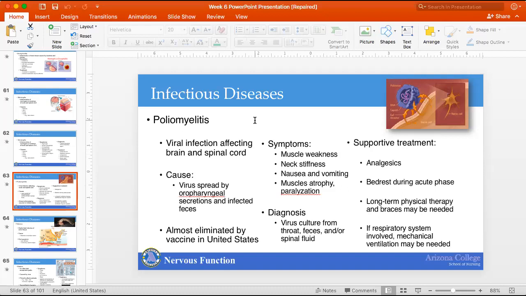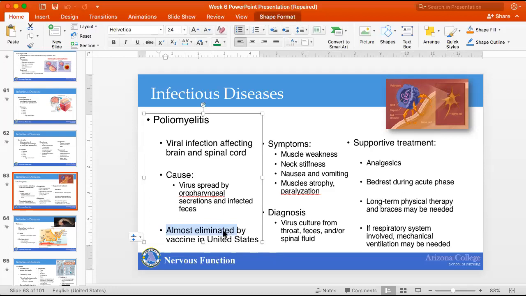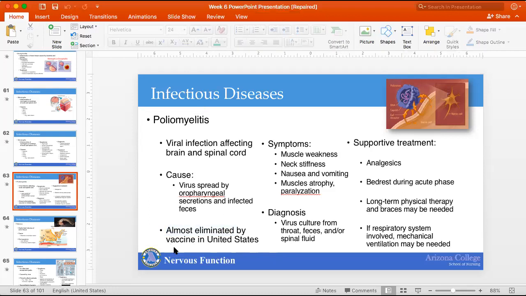So it's a viral infection affecting the brain and spinal cord. Cause, virus spread by the oropharyngeal secretions and infected feces. Almost eliminated by the vaccine in the United States, though you'll have some cases pop up here and there, but it's not likely that you're going to see that. You may see people with post-polio syndrome still.